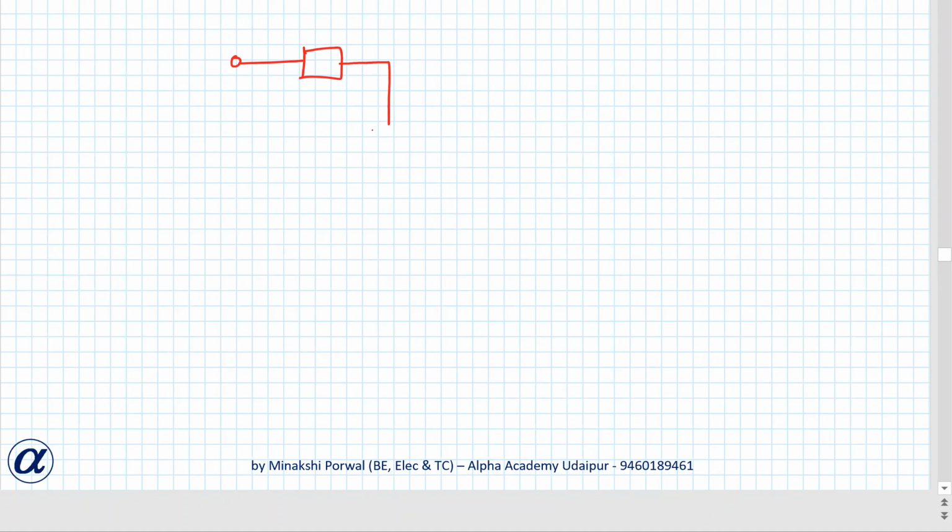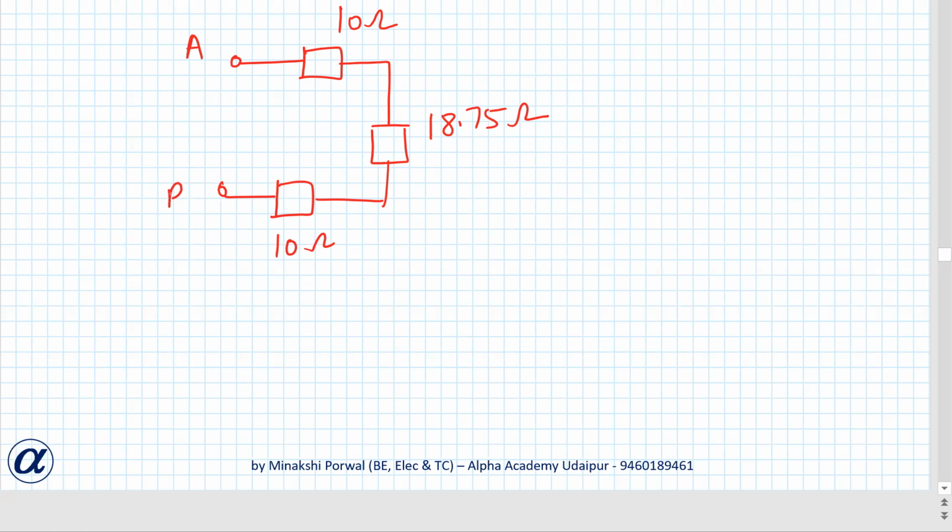So this will be like this. Okay, 10 ohm, 10 ohm and 18.75 ohm. So the resistance at terminal AB will be 10, because they are in series now, plus 18.75 plus 10, that is equal to 38.75 ohm.